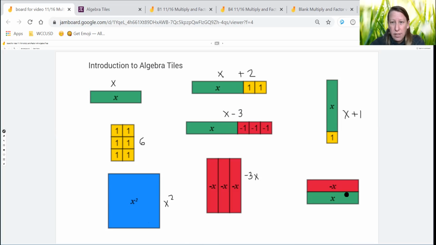And this one's kind of weird. We have a negative x with a positive x. All right, what's that? A number opposite and then the number. That's a 0 pair, we call that. This is a really important concept. Basically, this is just a strange way in algebra tiles to build 0. This is 0. So those are some of the things we're going to use.